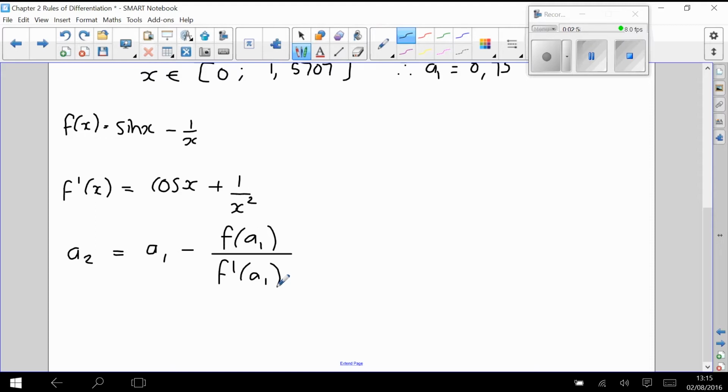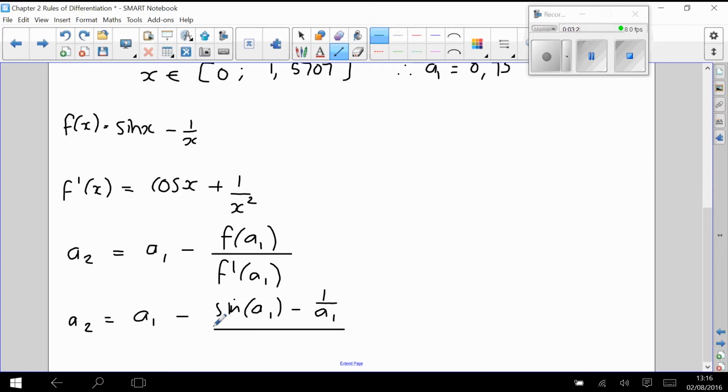Writing this out so that I know how to put it into my calculator easily, I'm going to get my second estimate by taking my first estimate. Remember, we said that was 0,75. And then I say, what is my original function? That's going to be sine at my first estimate minus 1 all over my first estimate. That is the numerator part. Now for the denominator, I'm going to put in cos of my first estimate plus 1 all over my first estimate squared. Remember, our first estimate must be put into your calculator initially.